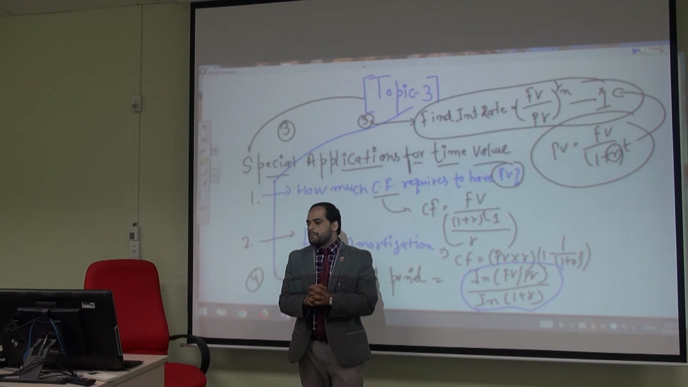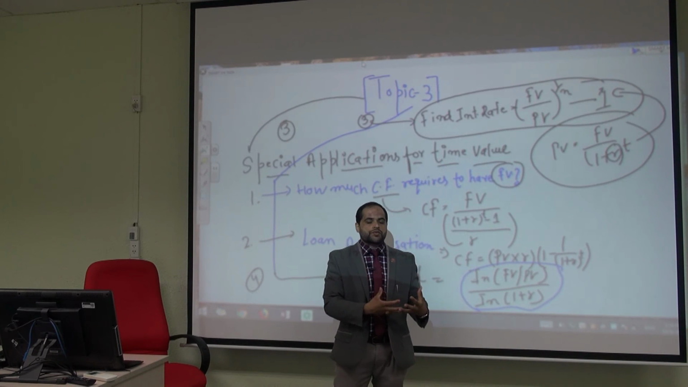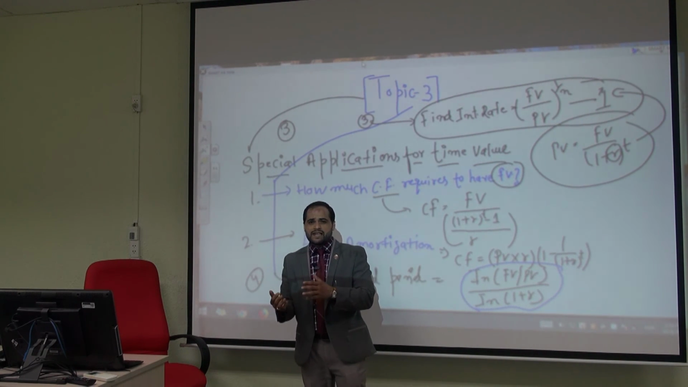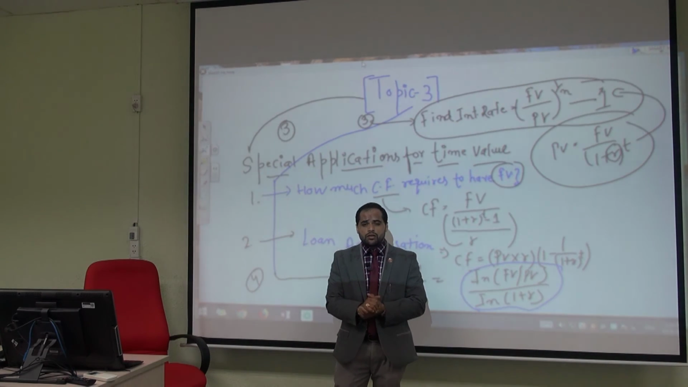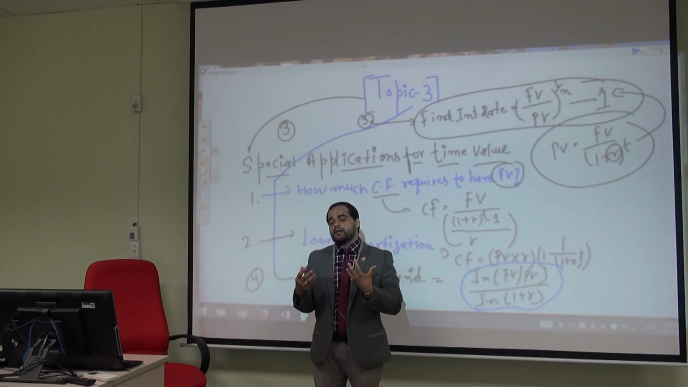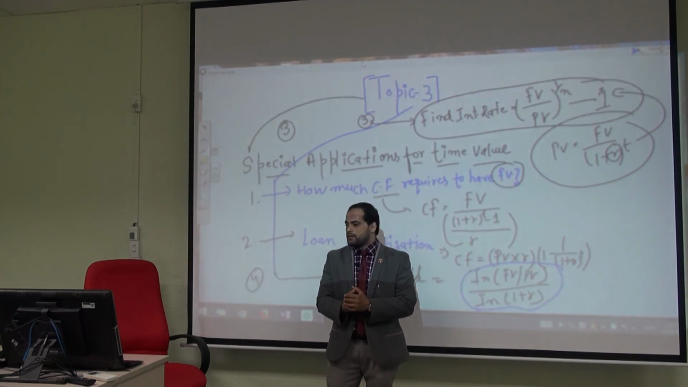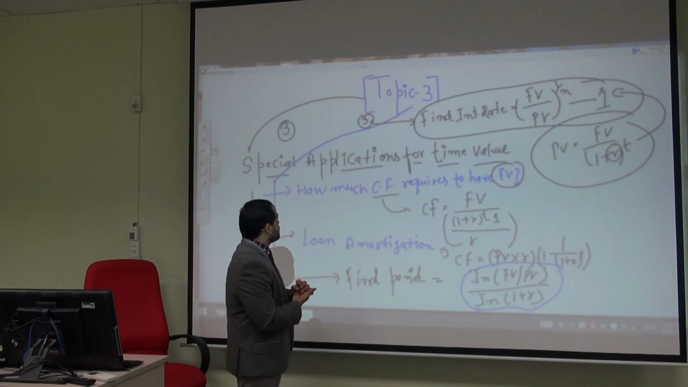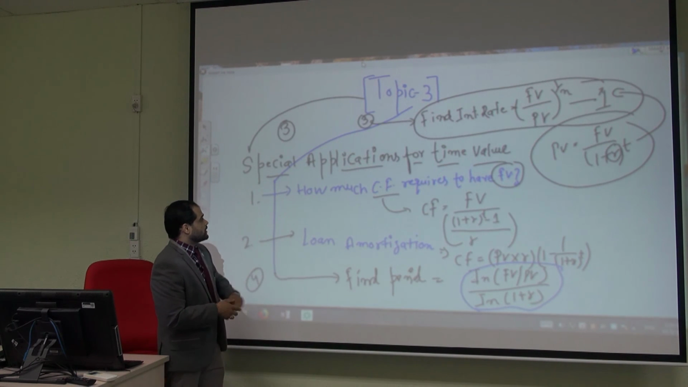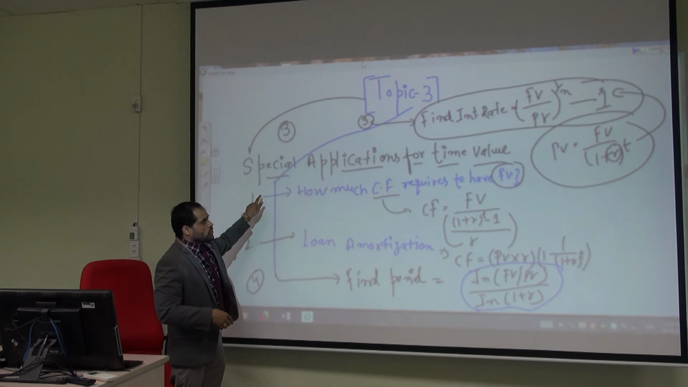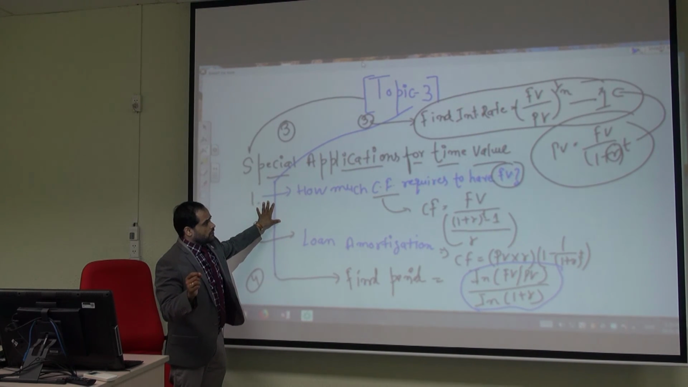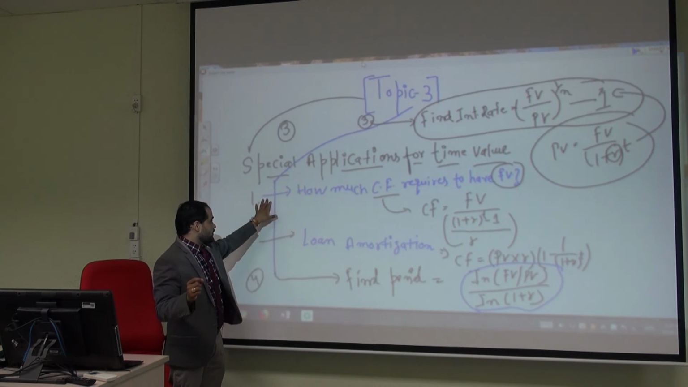The second one is interest rate. We learned about 2 interest rates, nominal interest rate and effective annual rate. For the effective annual rate, the compounding period is normally shorter than a year. It could be quarterly, semi-annually, or monthly. The third one is special applications. We look at 4 different kinds of applications. The first one is when you require particular cash flows to earn a future value.